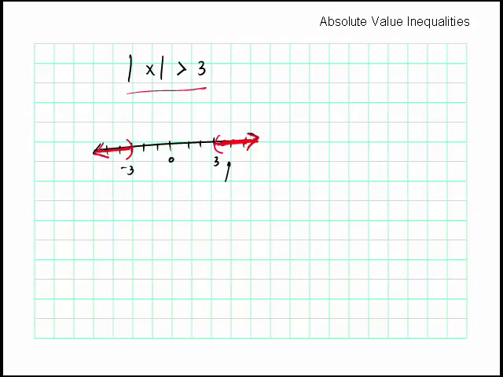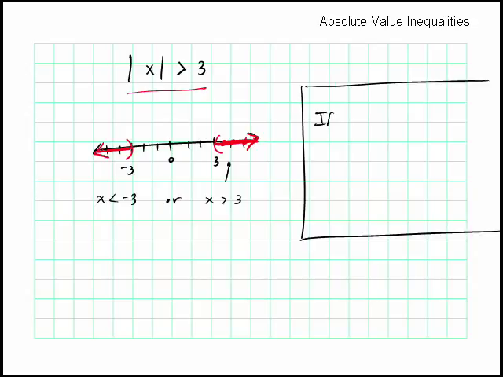This over here is x greater than 3. This over here is x less than negative 3, and this is an OR statement. So we have our pattern. Let me write it here on the side.